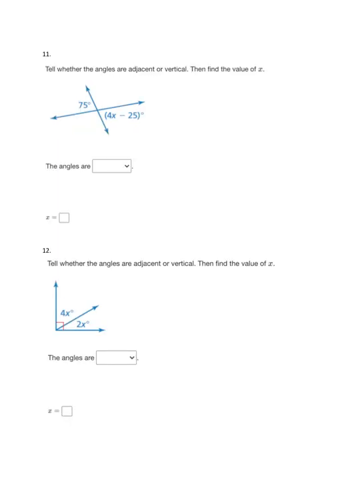All right, then we have a few problems where first we're determining whether the two angles we're talking about are adjacent or vertical. So here we're talking about this angle and this angle. They're across from each other. Those are vertical angles.